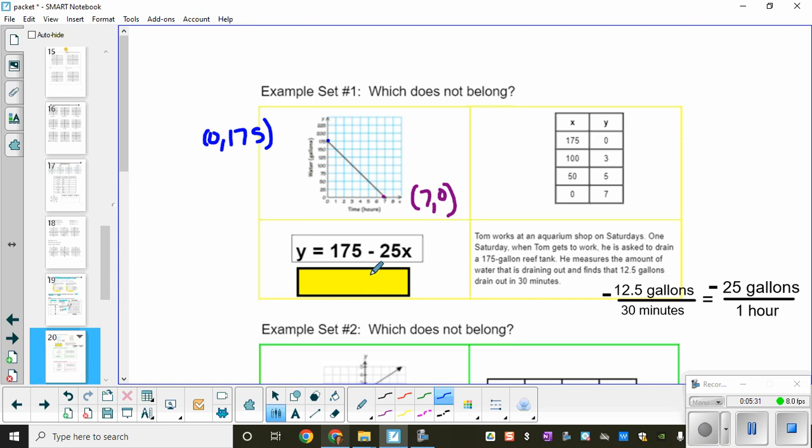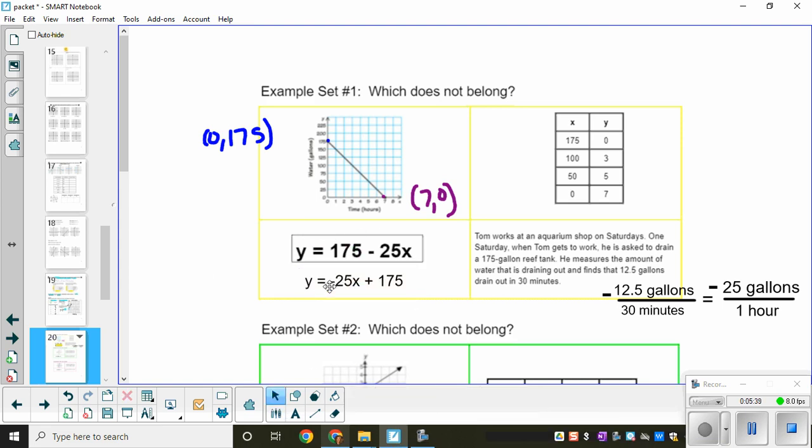So now let's start to look at this equation. Now with the equation, I know that right now it's not in y equals mx plus b form. We always can rewrite it. We can rewrite the negative 25 with the x, and that can come first. And then we have a constant here, the plus 175.